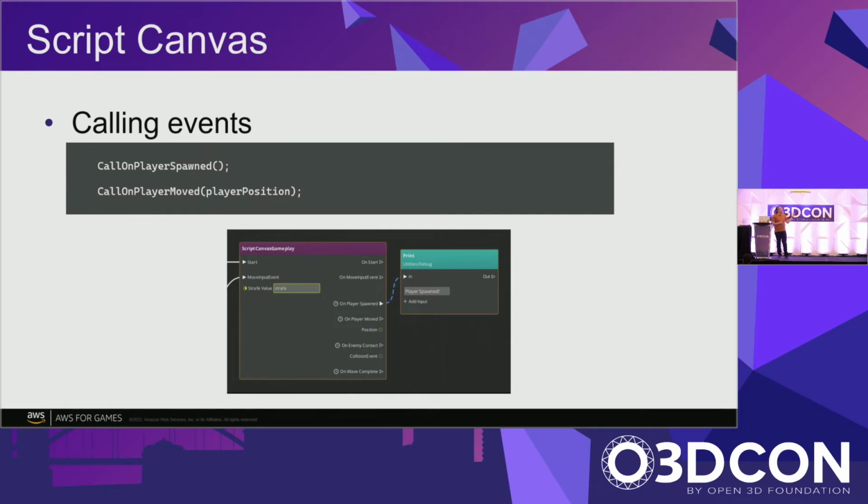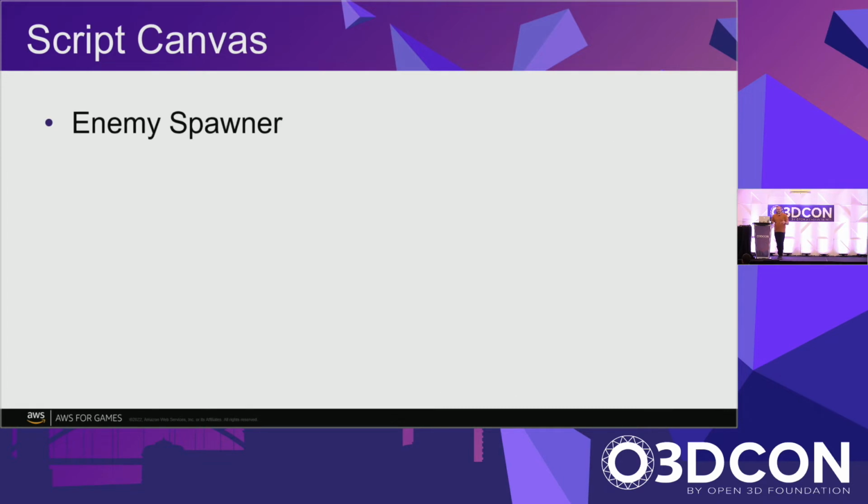All right, so now the events, what happens on the right side of the node. When we define events in our node definition, we get automatically generated code that allows us to invoke a function called call and the name of your event. So we can call on player spawn, on player moved, and any others that we define. And we'll look at that in a moment when we see the full graph.